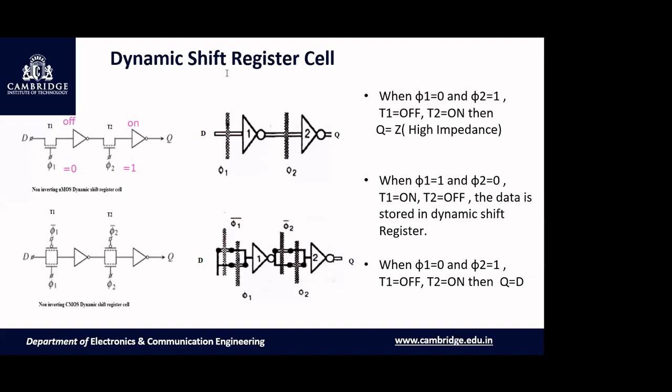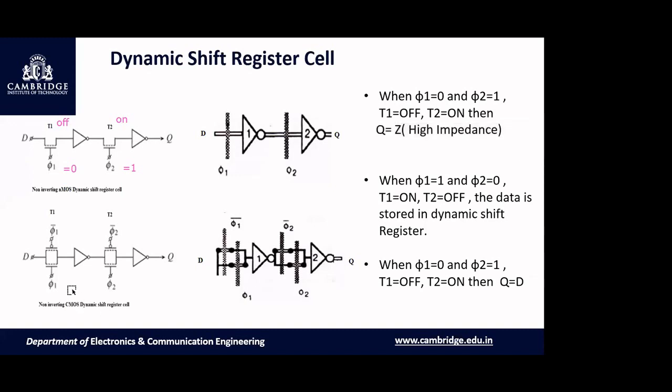Okay. So next, what will happen? Whatever D input you apply, that will not be passed because this transistor is off. Your data will not be propagated. Since T1 is off, your D input will not be connected to output. And your Q output will be at high impedance. Understood? This is what I have written here.